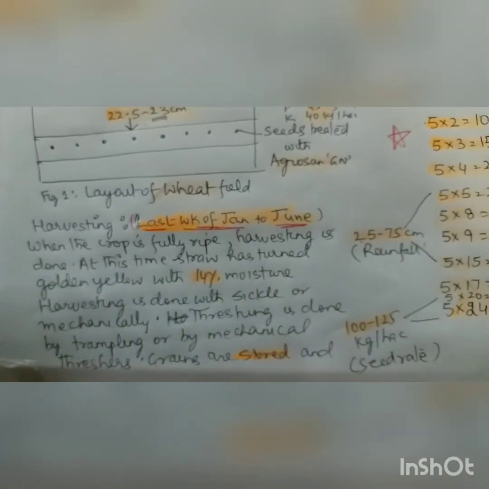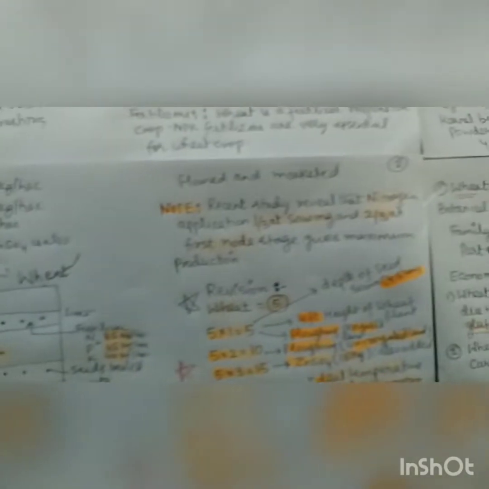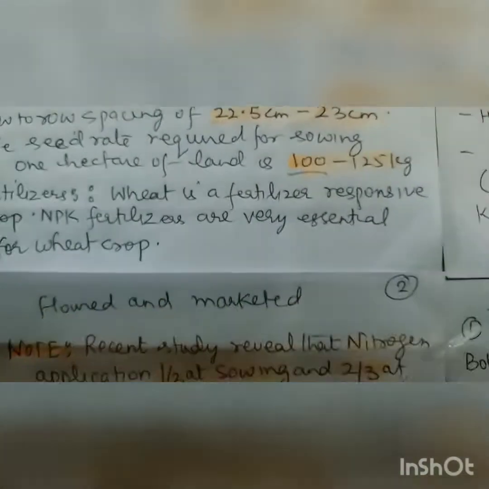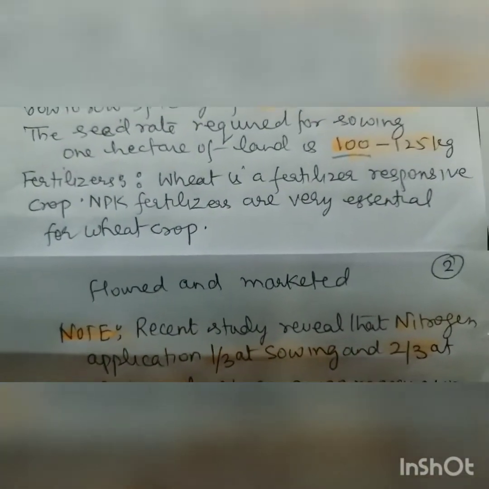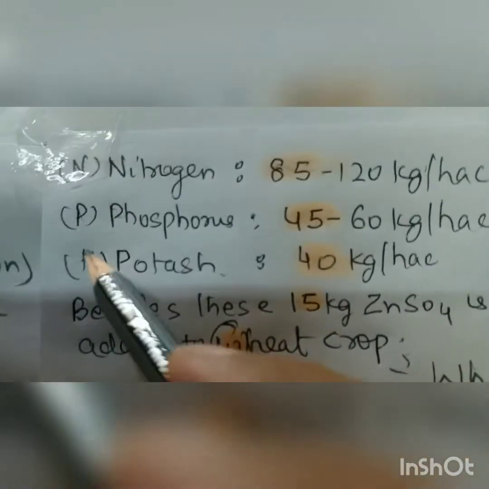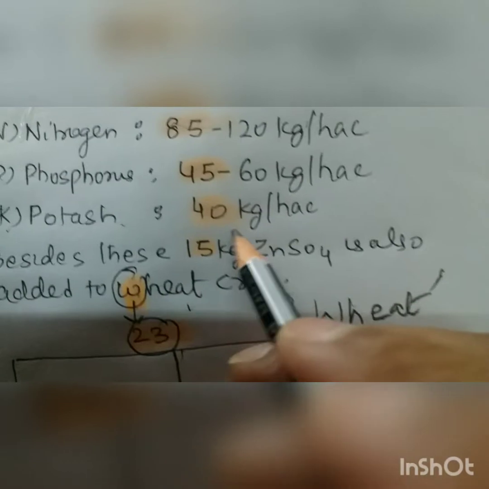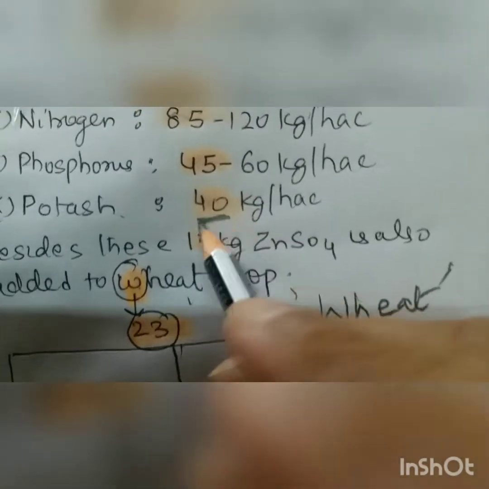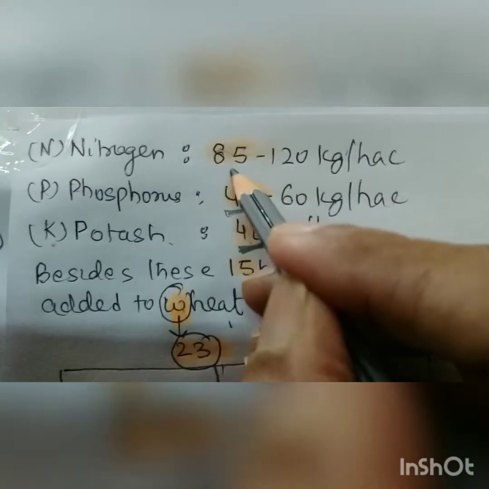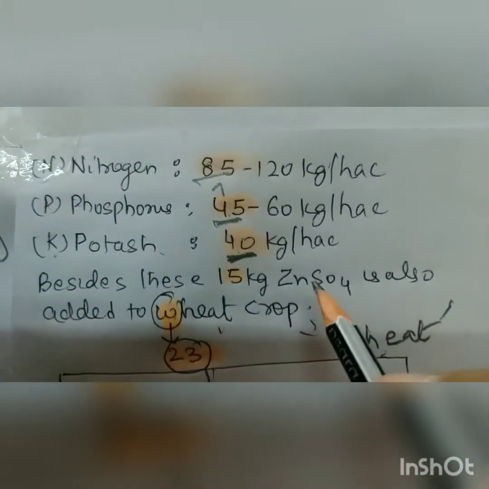Then we are coming to the seed rate, which I already told. The seed rate is 100-125. It is also a multiple of 5. And fertilizers: wheat is fertilizer responsive, and NPK fertilizers are used. These NPK fertilizers are nitrogen, phosphorus and potash. This is N, P and K. See, potash, it is also a multiple of 5, 40. Phosphorus, 45, and the total is 85. Right?